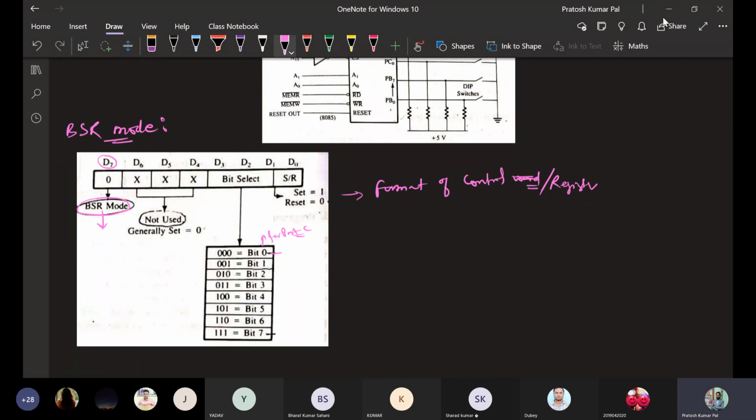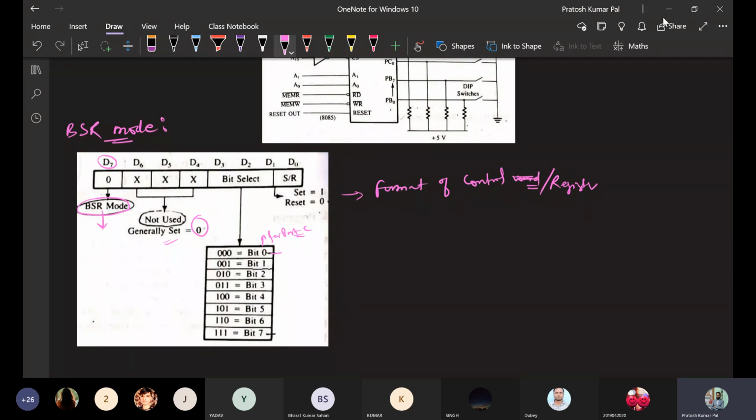Now, based on the selection of bit, these D1, D2 and D3 bits will be selecting the bits of port C. So 0, 1, 2, 3, 4 up to 7, these are the selections of bit. Which bit of port C should be set or reset will be selected by D1, D2 and D3. D4, D5 and D6 are not used, and generally they can be don't care values, either 0 or 1. Generally it is set to 0. And D7 will be operating in BSR mode, that means it should be 0.